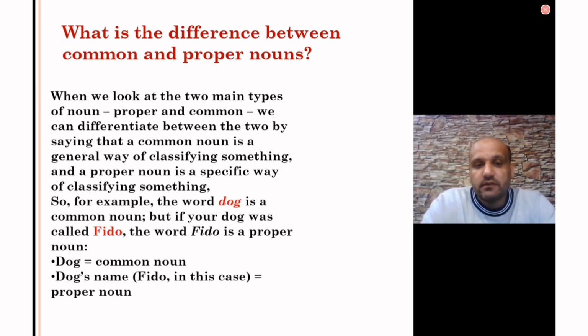For example, the word dog is a common noun because when you say dog, it doesn't mean a specific dog. There are a lot of dogs in the street. But if you say the dog Fido, your dog's name is Fido, for example, the word Fido here is a proper noun because you mean a specific dog. So the word dog is a common noun, and the dog's name, Fido in this case, is a proper noun.